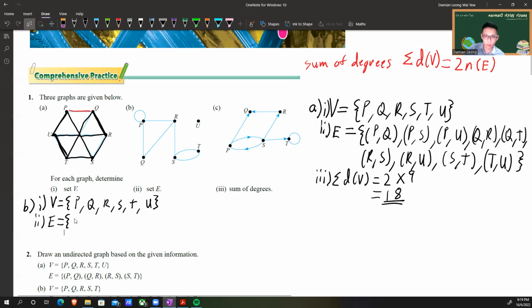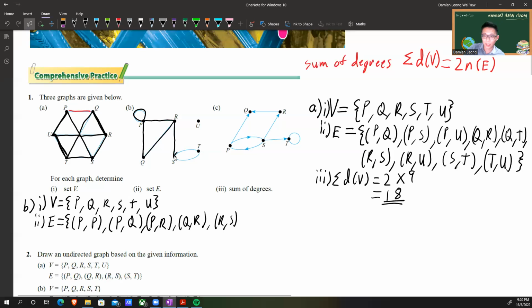So we have P going back to itself. Okay, P going back to itself. So from P and go back to P, we list it as PP. Then we have P to Q and P to R. Yeah, PQ, PR. Right? Then if I go from Q, there's an edge that connects to R as well. So QR. From R, there's an edge that connects to S, RS.